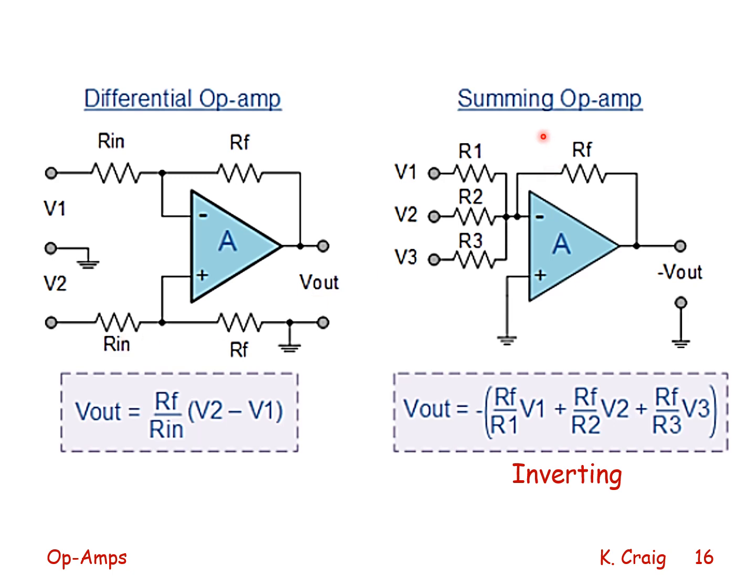This is a summing op amp. It's inverting. Vout is equal to minus the ratio of Rf to R1 times V1 plus the ratio of Rf to R2 times V2 plus the ratio of Rf to R3 times V3. That sum with a negative sign, as it is inverting.